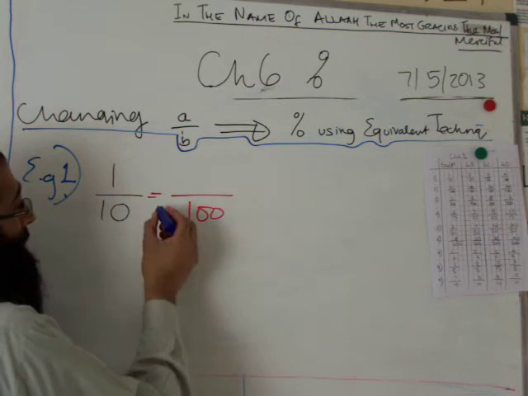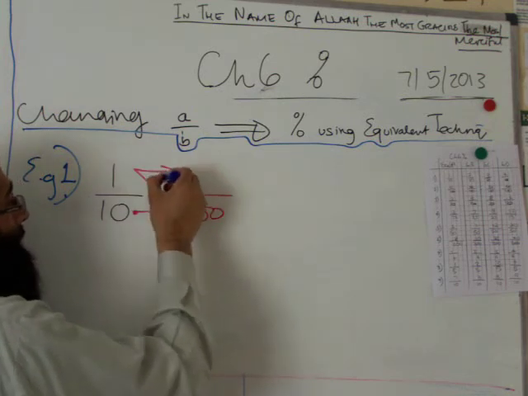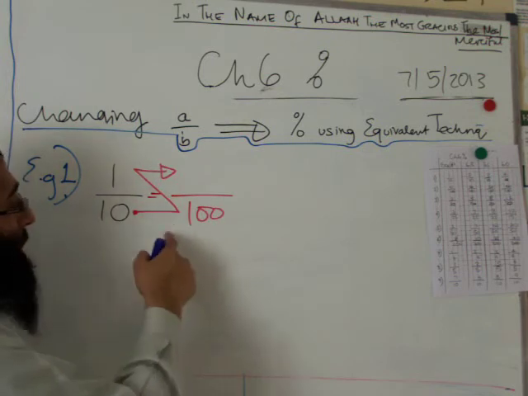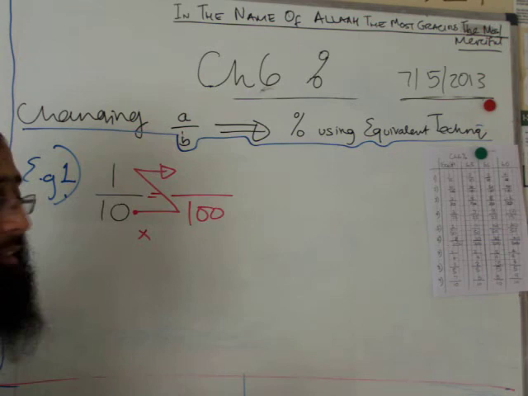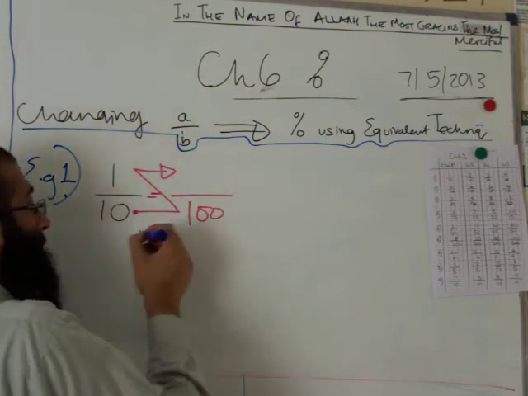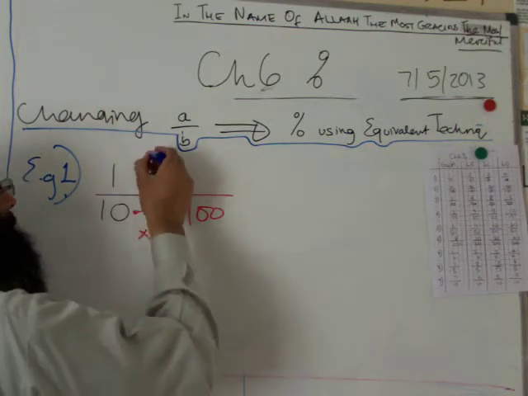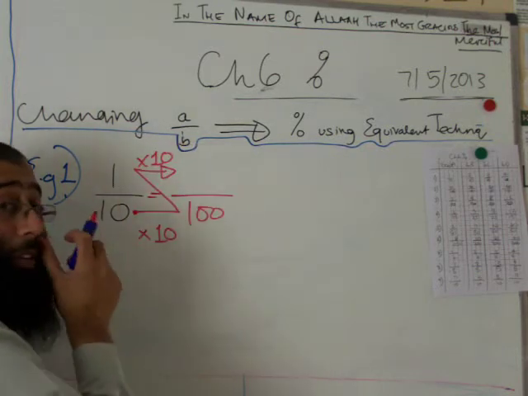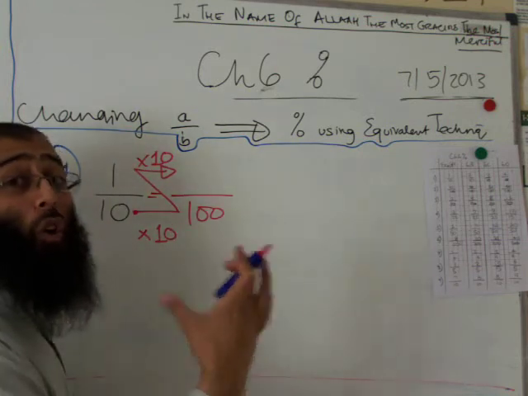I want to make it the same as how many hundredths is the same as a tenth. So we start at the bottom here. Whatever you multiply the bottom by to give you 100. So 10 times by what? Amina gives you 100? 10. Thank you. So Amina, if I times the bottom by 10, I must times the top. This is called equivalent fractions. So we're making a tenth equivalent to something over 100.